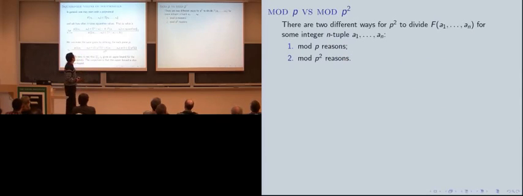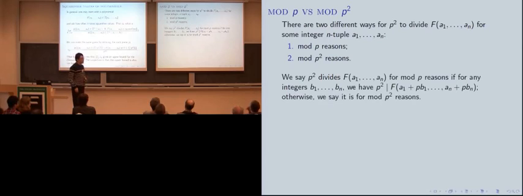Okay, so let's get down to the proof. How do we count these n-tuples where f is divisible by some large prime square? To do that, we have to understand how p squared can divide f. Well, there are two possibilities. Either it's for mod p reasons or for mod p squared reasons.